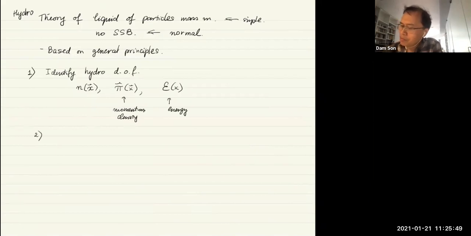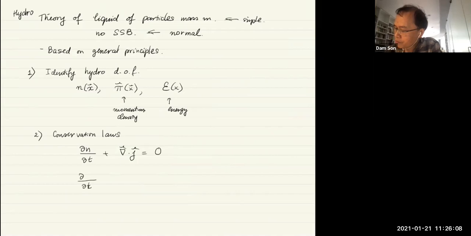Second step, we write down the conservation laws. The derivative of the particle number density plus the gradient of the particle number flux is 0. Then the derivative of the momentum density: here I would like to write 3 equations, one per component, plus derivatives. Let me write carefully this way, with the index j.